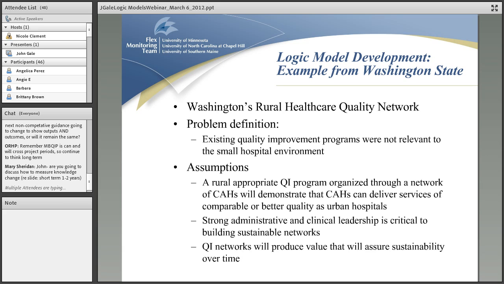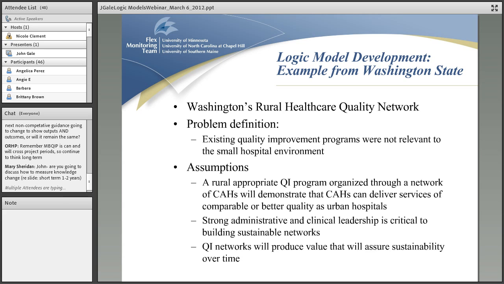at the time. I know Bev has moved on, but we worked with her around the development of the Rural Healthcare Quality Network, and I don't know how many of you are familiar with Washington's RHQN, but it's a very successful, well-developed network focusing on quality that I think is a great model.